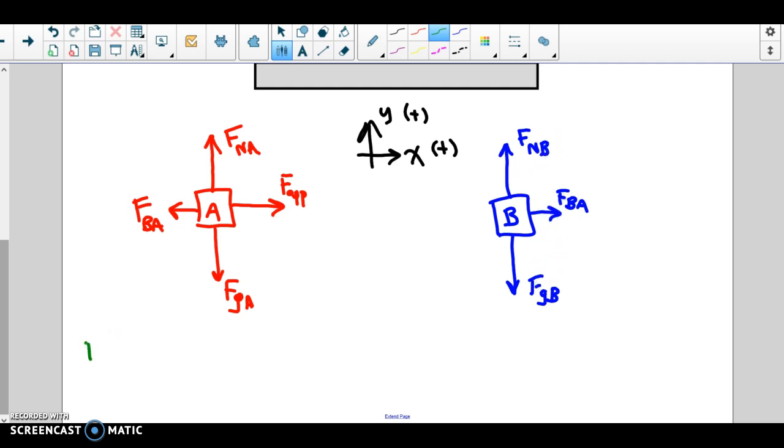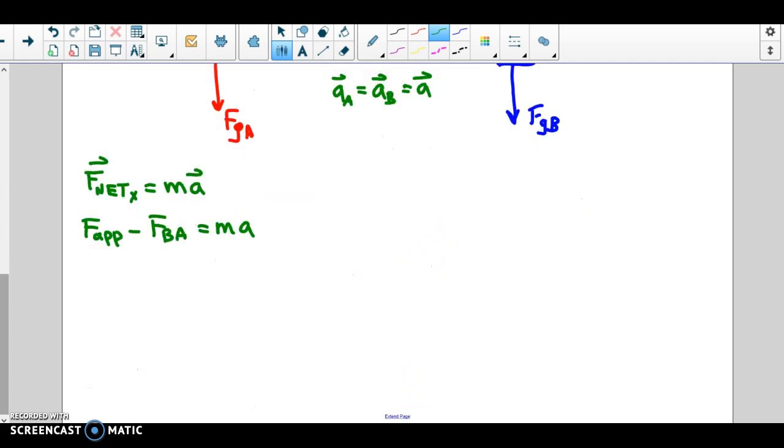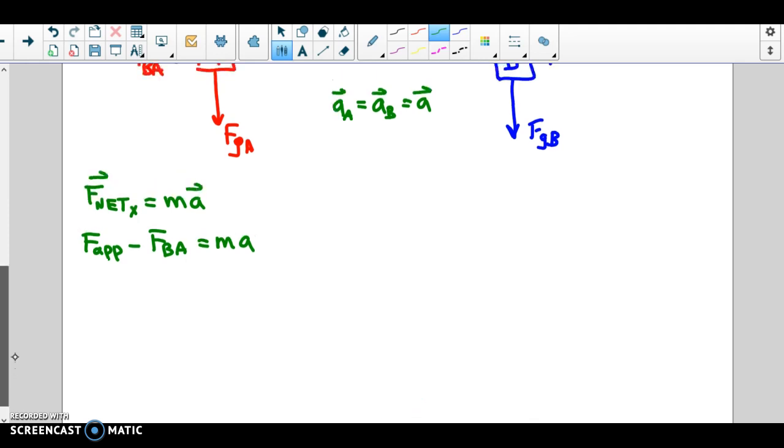I am interested in the x direction. So I'm going to write for this diagram first, for block A, F net in the x direction equals ma. And I know there's a non-zero acceleration for both of these blocks. So in the positive x direction, I've got my applied force. I've got the interaction force in the negative direction, and that's equal to ma. Keep in mind, the acceleration of block A is equal to the acceleration of block B, which I'm just going to call a from this point out. So that's what I have in this direction so far.